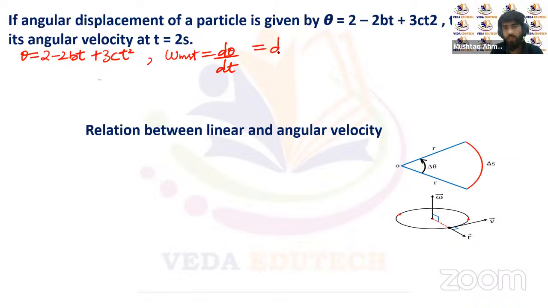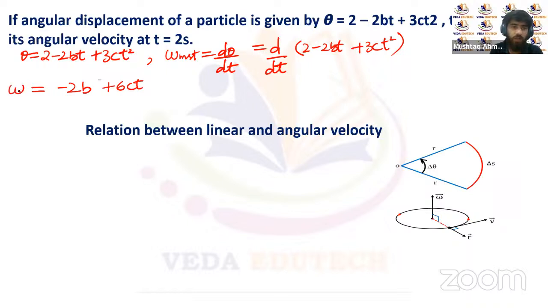The value of theta is given as a function of time: 2 minus 2bt plus 3ct square. Now taking the derivative, the derivative of the constant will be 0, the derivative of minus 2bt with respect to t will be minus 2b, and the derivative of 3ct square with respect to t will be 6ct. So this is the instantaneous angular velocity.